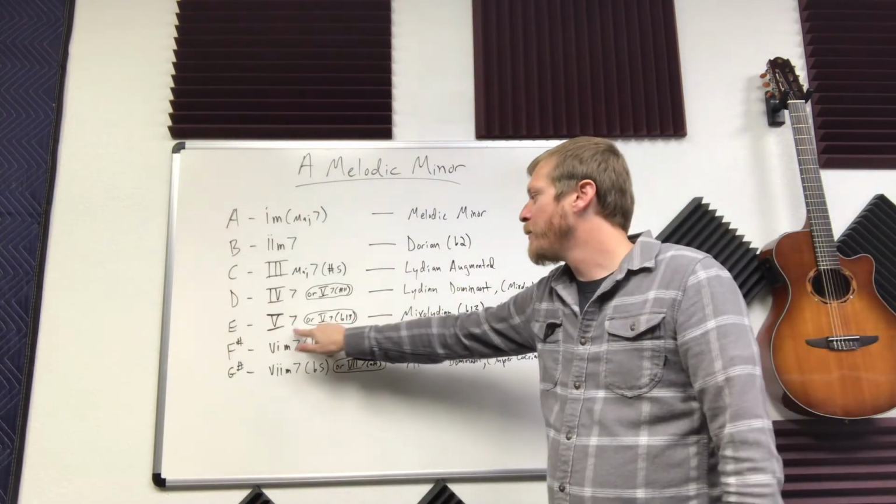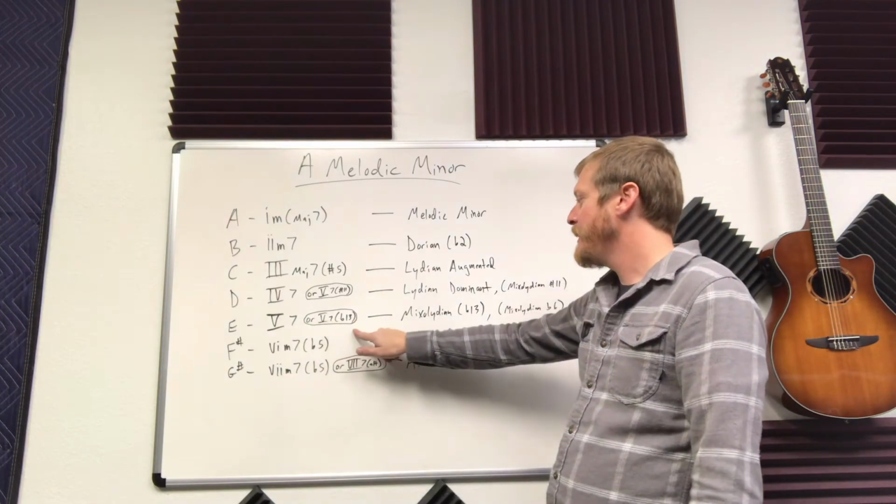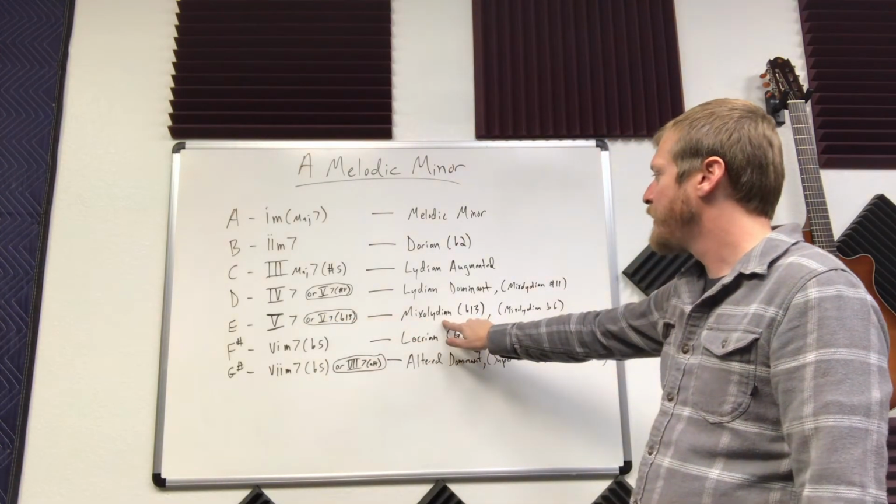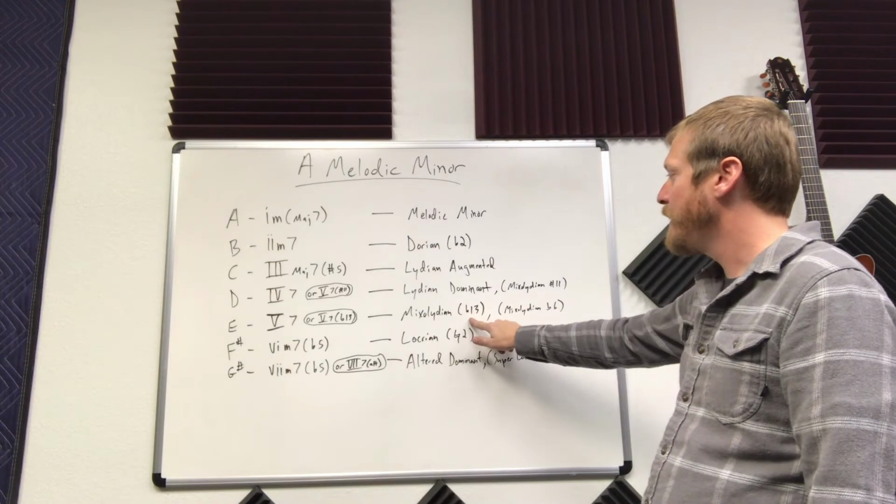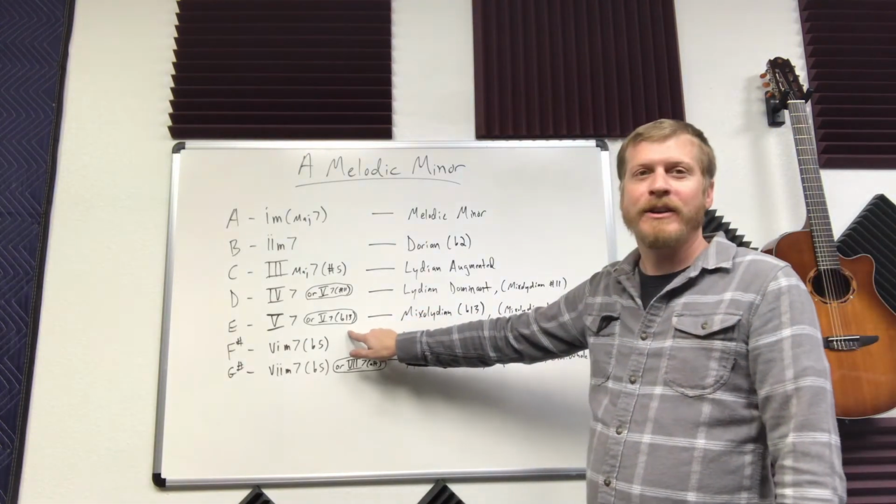Okay, also for our 5 chord, we could do a dominant 7 flat 13, okay? Because our scale for that chord is a Mixolydian flat 13. So we can also add that alteration to the chord.